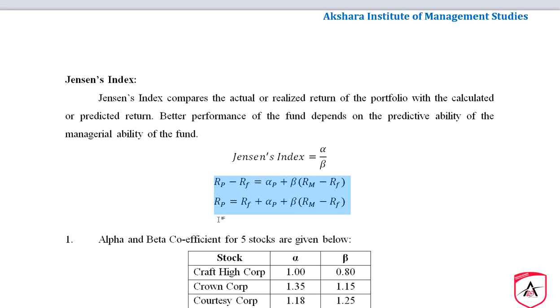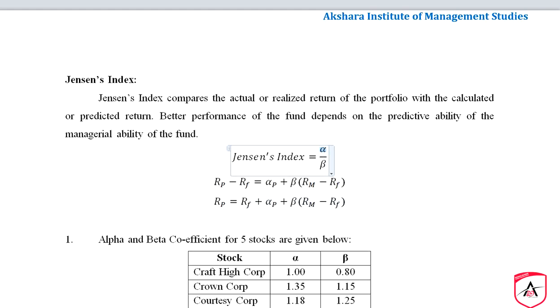Almost it is the same. If you compare, this RF is here after the equals in this question. If it is brought to this side, it will become minus RF. That is what it is. Otherwise both the formulas are the same. You can use any one of them, and then you have to calculate Jensen's performance index. So we want both the values. If this alpha value is not given, we can use this.